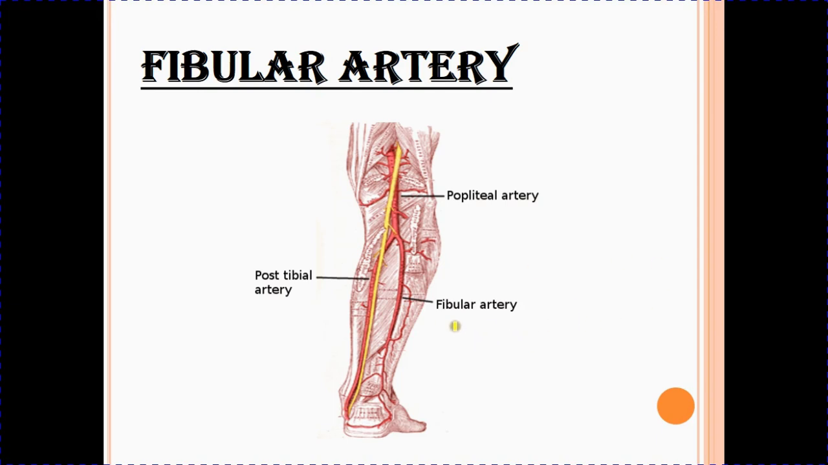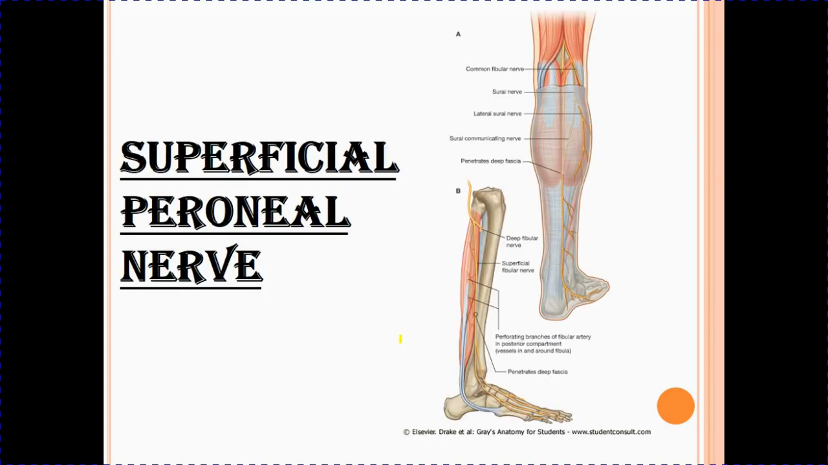This is fibular artery. Fibular artery is actually a branch of the popliteal artery. The fibular artery gives off branches which supply the lateral compartment of the leg. You can see in the figure. The branches of fibular artery supply the lateral compartment of the leg.